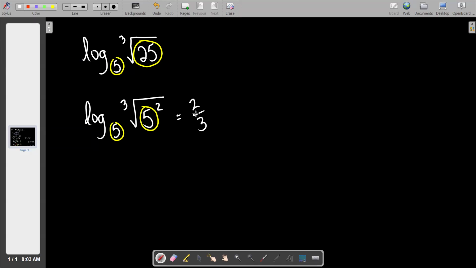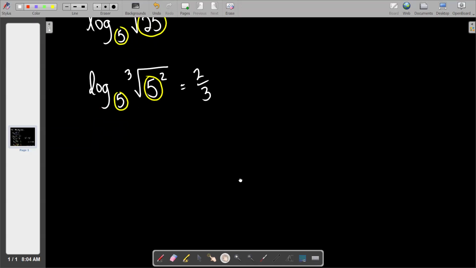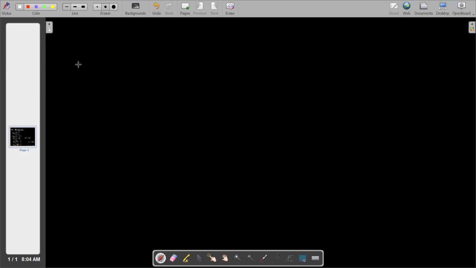The ability to evaluate that was predicated on your ability to take the number inside the radical and rewrite it as a power of the base of the log. It's a lot of words, but let's do another one. Let's do log base 4 of the 5th root of 64.